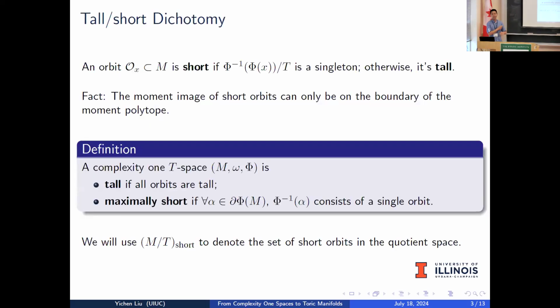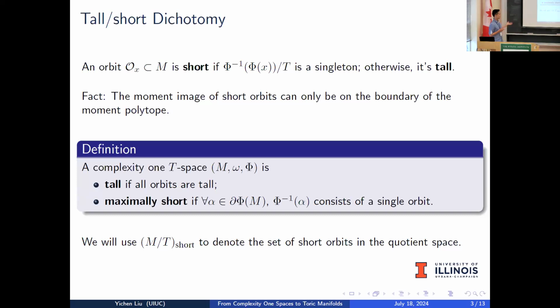Okay, so first, what are other complexity-one spaces? As Joey explained, an orbit of a complexity-one space is short if there's no other orbit in the same moment fiber, otherwise it's tall. And Sue and Ayla observed that the moment image of a short orbit could only be on the boundary of the moment polytope. So we define a complexity-one space to be maximally short if it is short wherever it could be. And I will use M/T short to denote the set of short orbits.